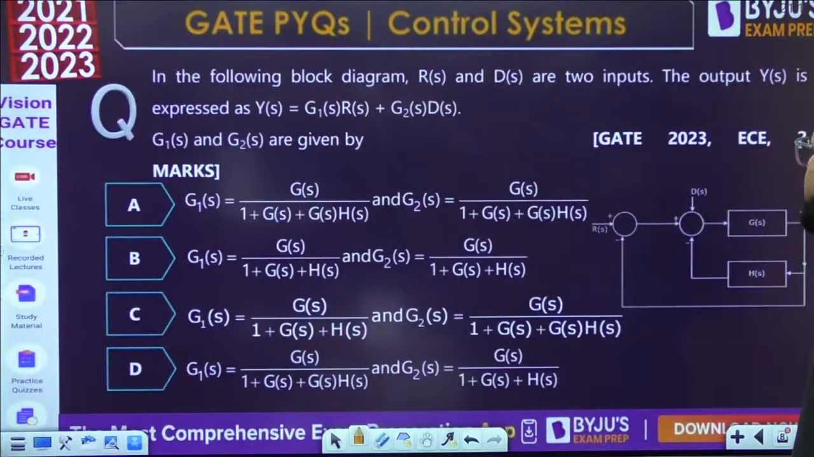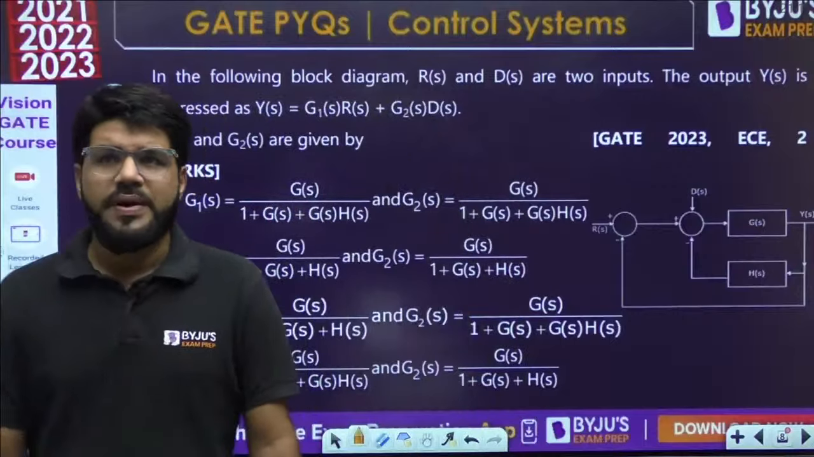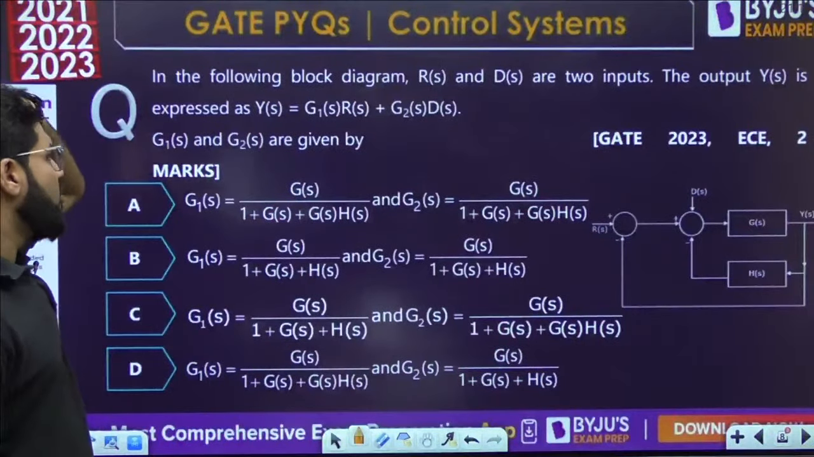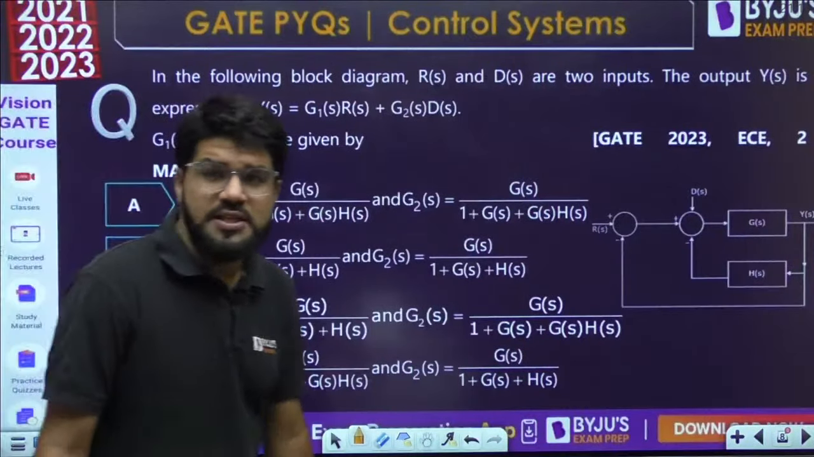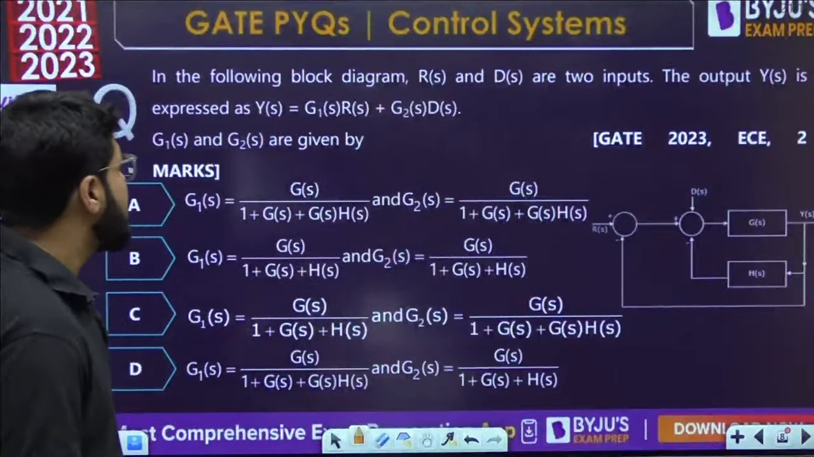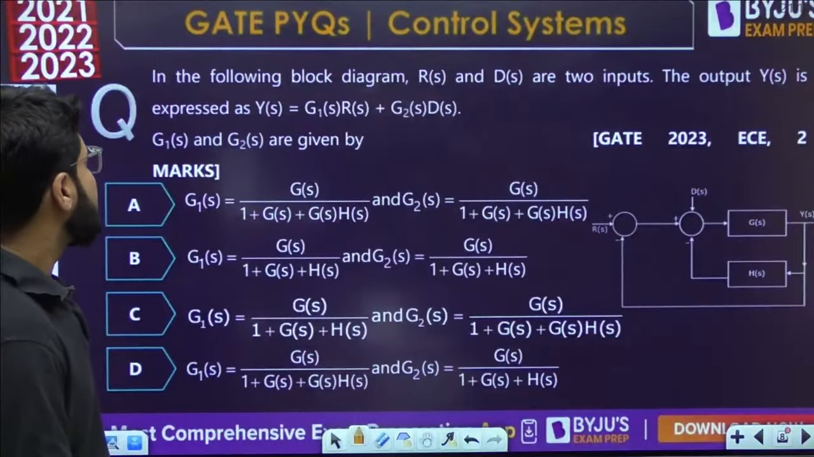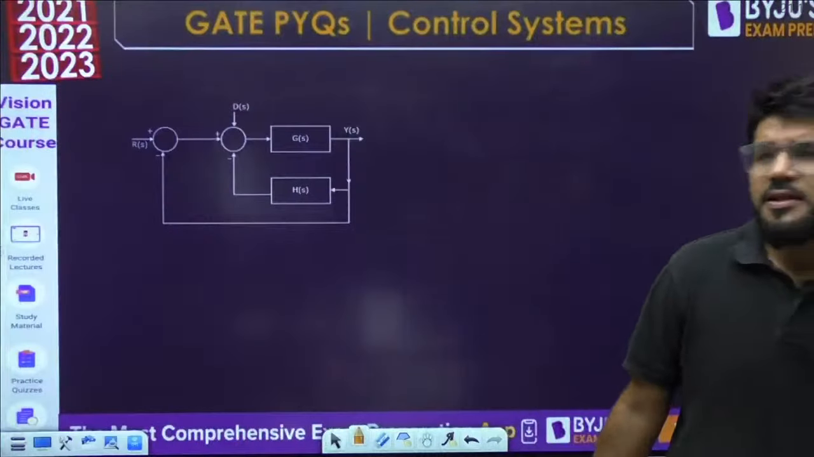Let's move ahead to the next question. Here it is, again a 2023 EC2 marks question. In the following block diagram, R(s) and D(s) are two inputs. Usually D(s) is for disturbance input and R(s) for the actual input, but whatever, there are two inputs. The output is expressed as G1R plus G2D. You can apply superposition here basically.